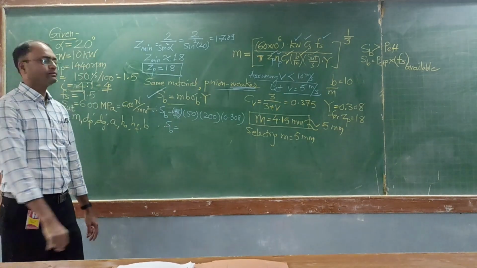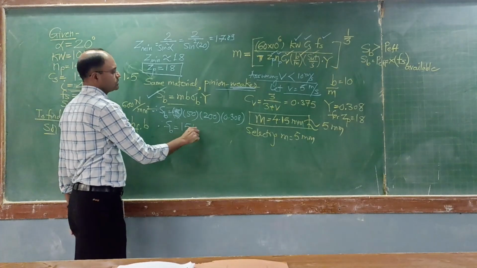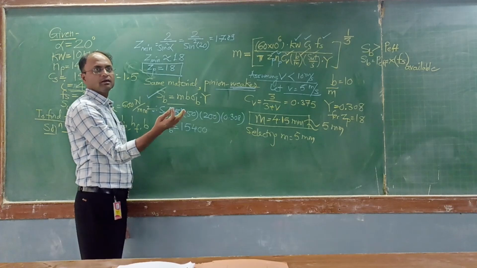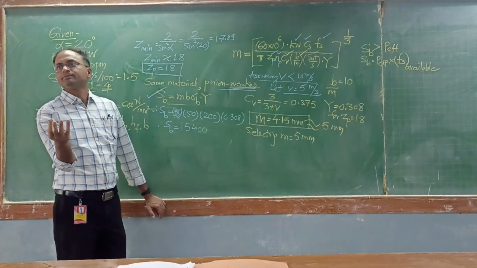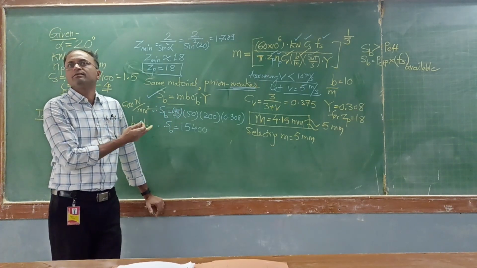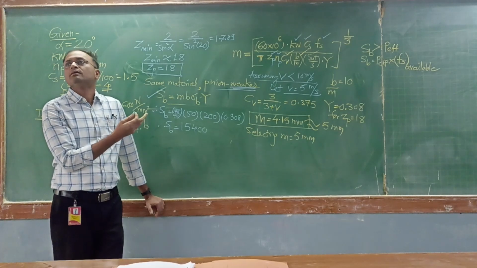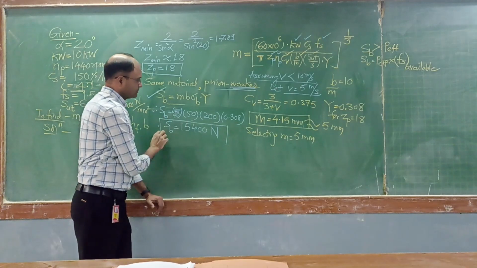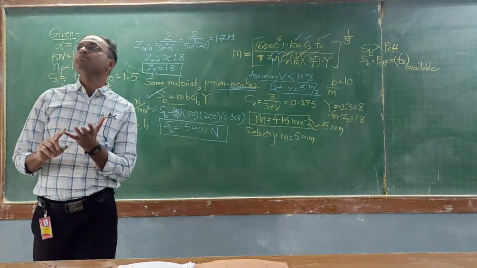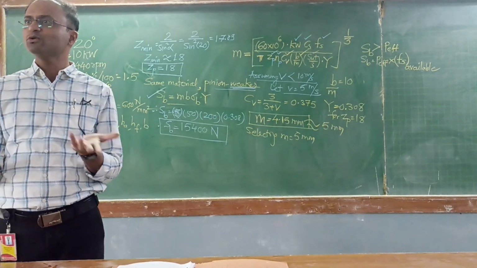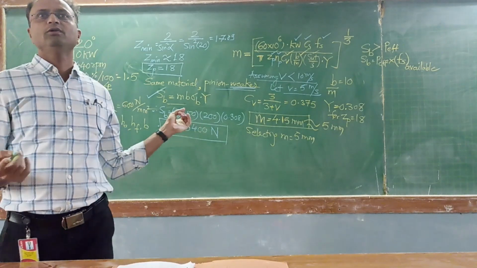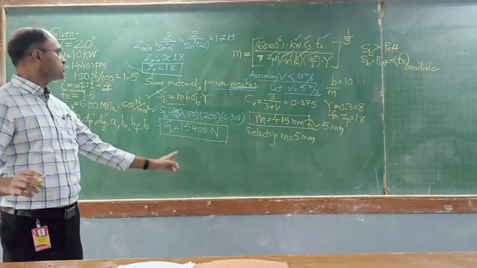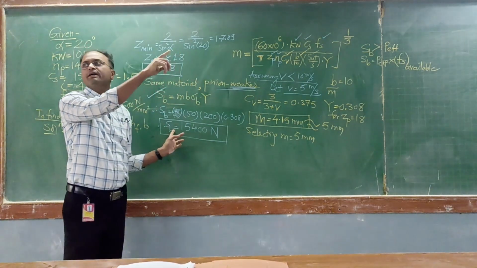SB is equal to 15400 Newton. Beam strength is the maximum tangential force. Force means Newton. Unit of beam strength and also shear strength is Newton. Beam strength is obtained. Now next we have to obtain effective load, P effective.